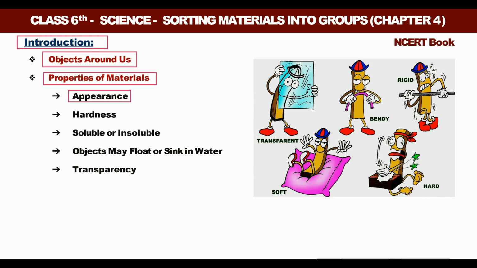We have to understand their appearance, the hardness of the materials, whether the material is soluble or insoluble, whether that material or object may float or sink in water, and whether it is transparent, translucent, or opaque. These are the properties of materials we have to understand, and for whatever objects are around us, we have to understand how to categorize and group them. Let us start the chapter.